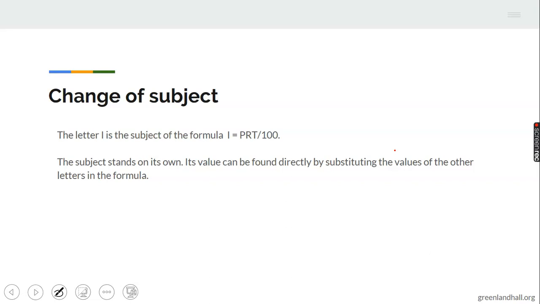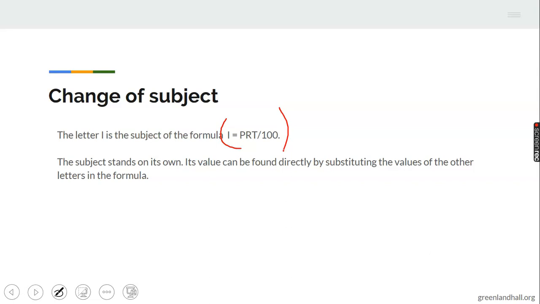That is, if you have the values for P, R, T, just put them in. It stands alone. Anything that you have for P, R, T, you put it, and it's going to give you what I is. Now, I is standing on its own, which makes it the subject of this formula. Then, you can make P standing alone. It will not be attached to any other thing.